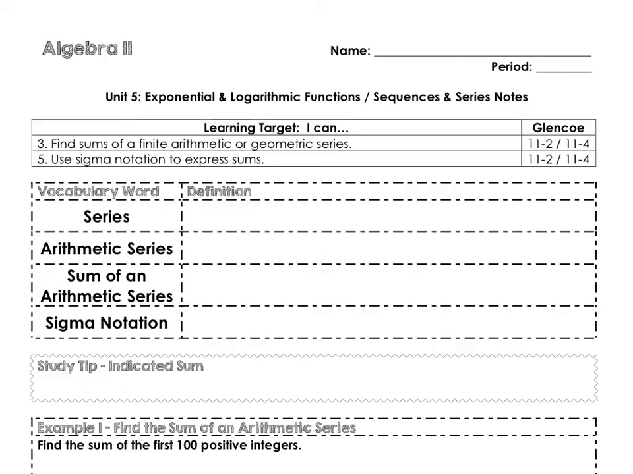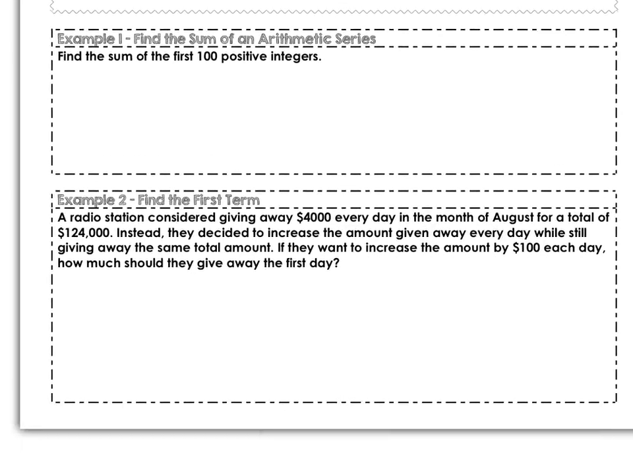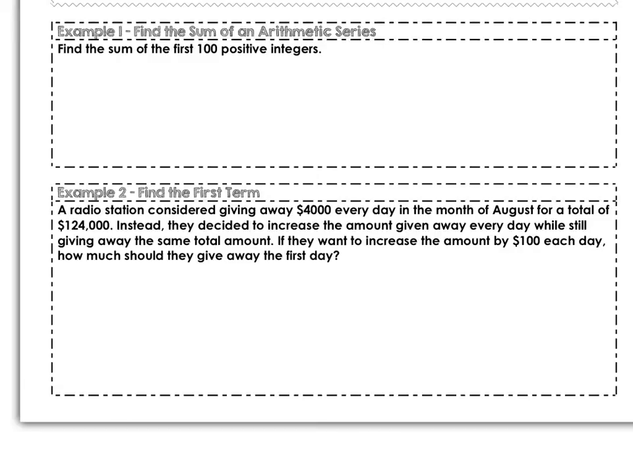This is your lesson on arithmetic and geometric series. It's going to follow the notes found in Glencoe 11.2 and 11.4. Let's start with example number 1, where we're to find the sum of the first 100 positive integers.